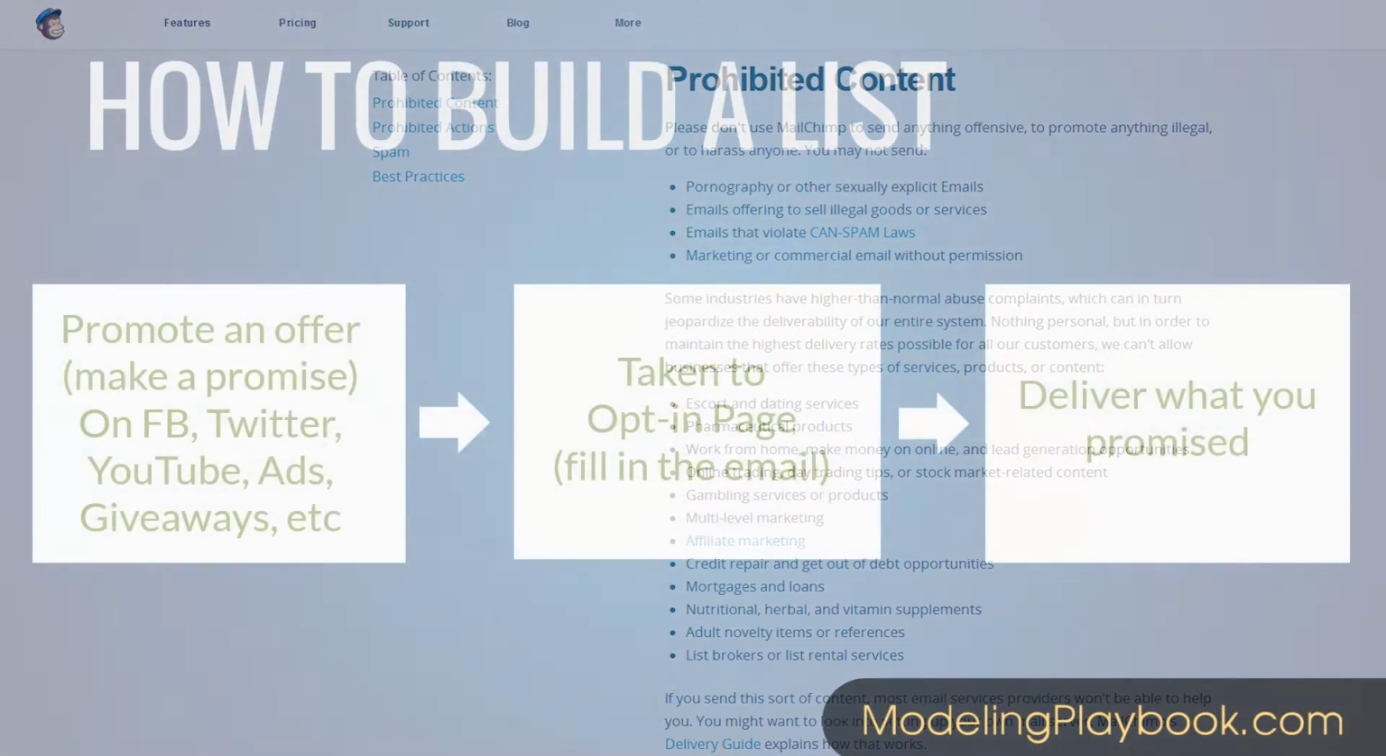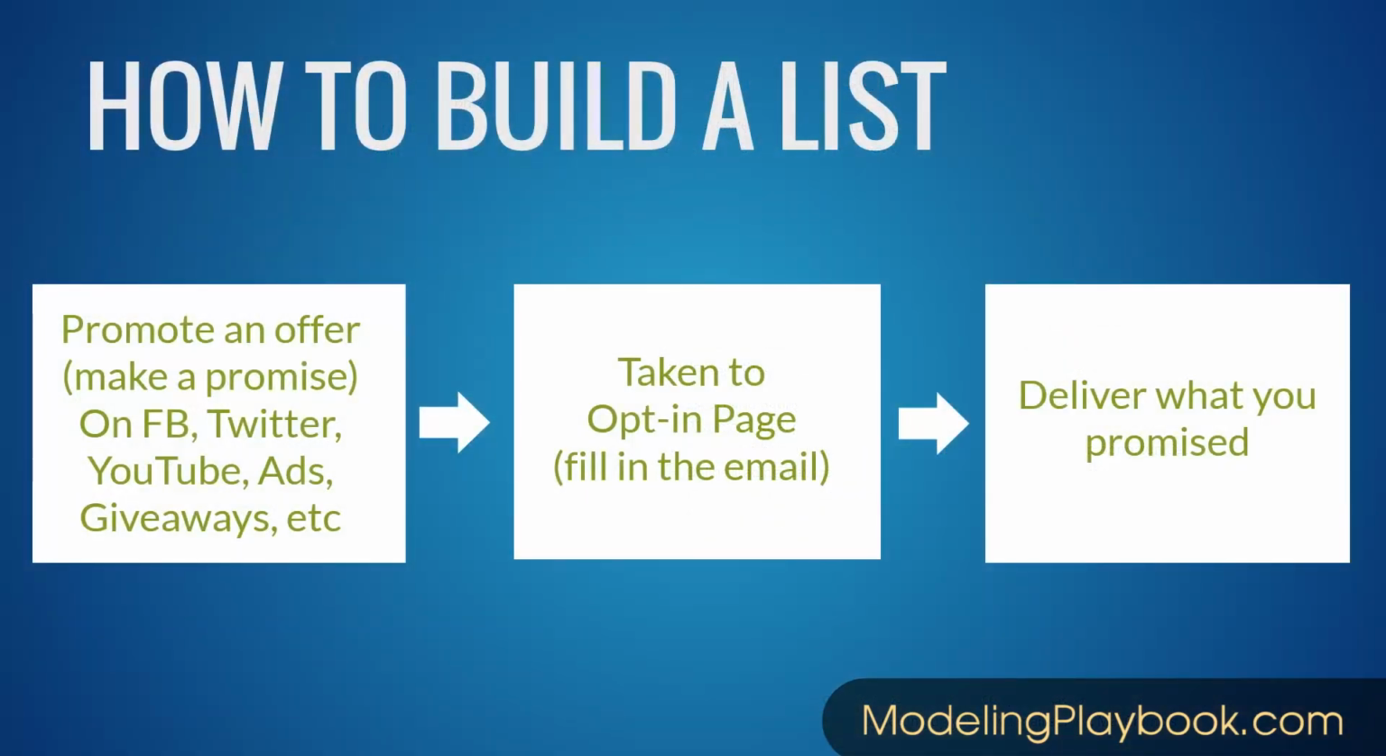So let's look at how you can build your list. The way you can build your list is by starting out with a promotion or offer. You make a promise. Now, this can be on a Facebook post. It could be on an ad. It can be on Twitter. It can be on YouTube, on giveaways, on comment places.